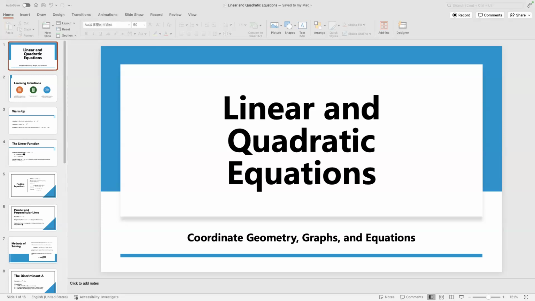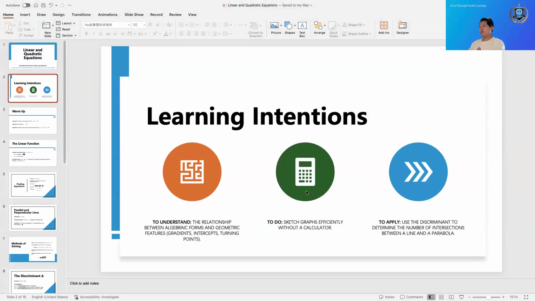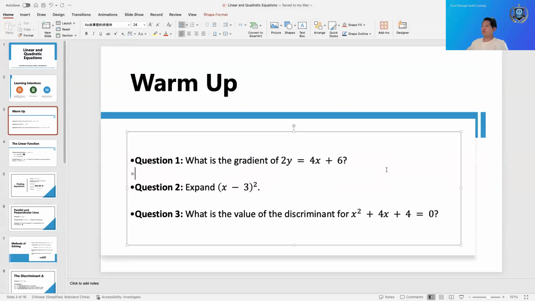So this is just another PowerPoint that goes through your general content. First up, you have your learning intentions, which essentially tell you about it. Then warm-ups. Generally, what is the gradient of 2y equals 4x plus 6? And expand. You should all know how to do this, right? Yep, this is pretty clear.